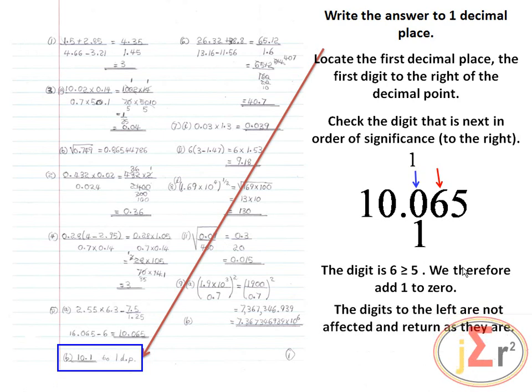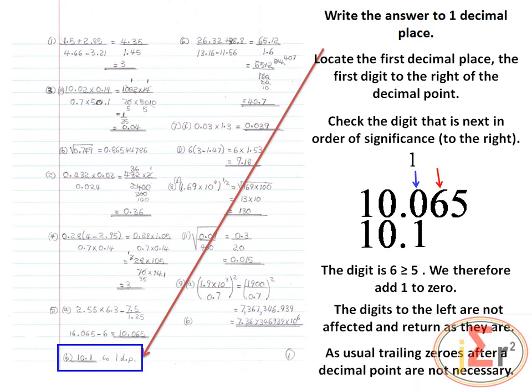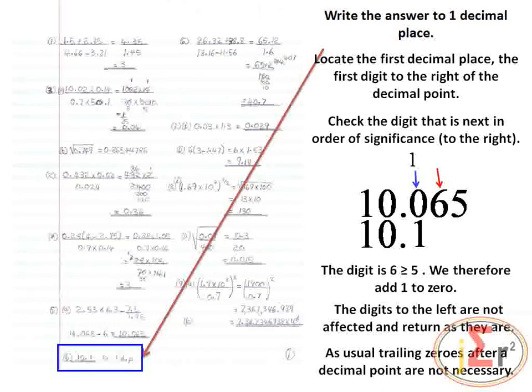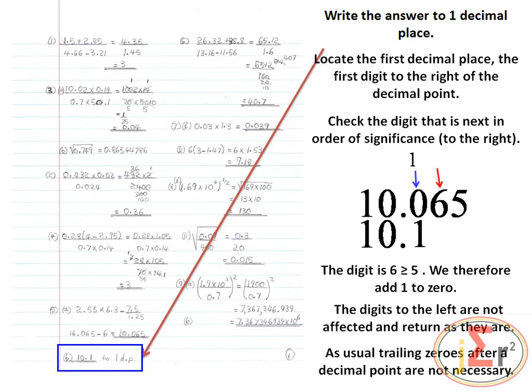The digits to the left are not affected and return exactly as they are. Therefore, our answer is 10.1, as we have right there. As usual, trailing zeros after a decimal point are not necessary, and especially in this case, in which we are required to write the answer only to 1 decimal place. We do not need another.